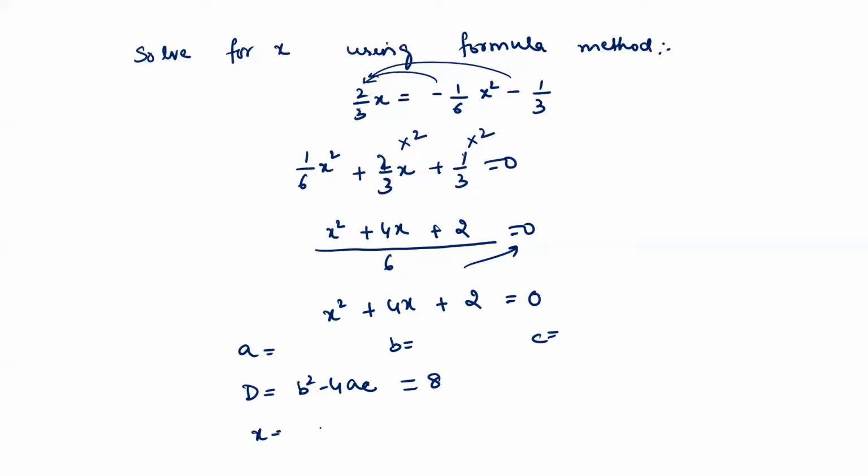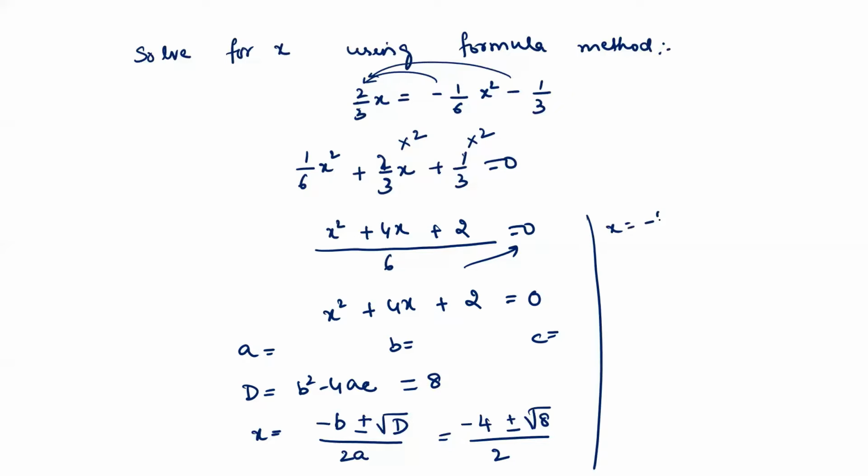So what is the value of x now? Rohit, what's the formula for x? Ma'am, x is equal to minus b plus or minus root b square minus 4ac. Under root, we can just write d here because we have already found out b square minus 4ac. Yes, ma'am. Over 2a, ma'am. So minus 4 plus or minus root of 8 by 2, correct? Yes, ma'am. So what are the two values of x we have here? Minus 4 plus root 8 by 2, or minus 4 minus root 8 by 2.